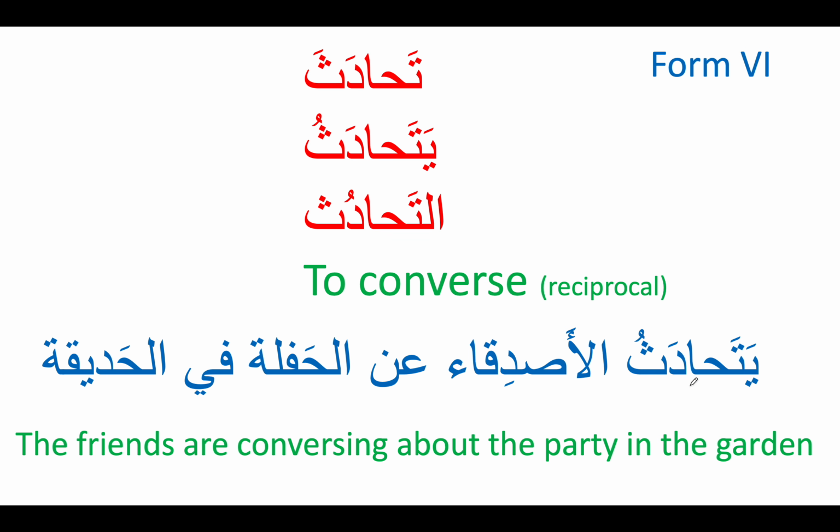So يتحادث الأصدقاء عن الحفلة في الحديقة. The friends are conversing about the party in the garden. So, verb first. Now, with the verb, we only need to make it agree in the gender. It doesn't matter about the plural, okay? So that's why it's يتحادث, not يتحادثون, even though it's الأصدقاء, the friends, which is the plural. So the friends are conversing. So the reason why it's form 6 here is because there is more than one person. It's reciprocal. The friends are conversing together. عن is about. الحفلة is the party. في is in. الحديقة is the garden.